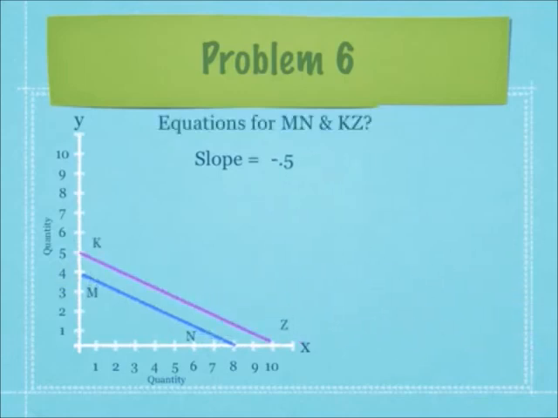Now let's look at both those lines together, MN and KZ. The slope for both lines is equal to negative 0.5. The slope for parallel lines is the same. What's different is where they touch the y-axis. So the equation for the purple line is y is equal to 5 minus 0.5x, and the blue line is y is equal to 4 minus 0.5x.